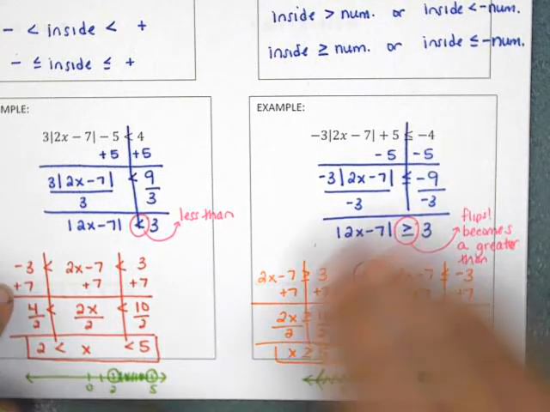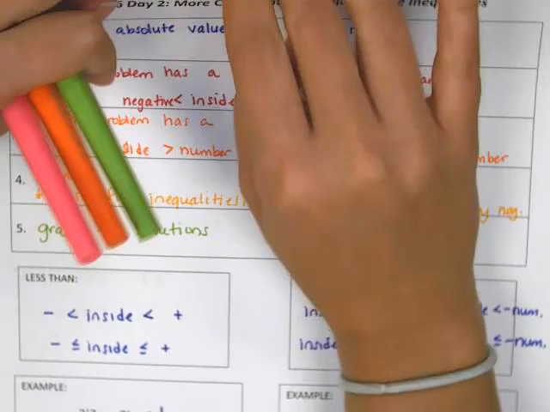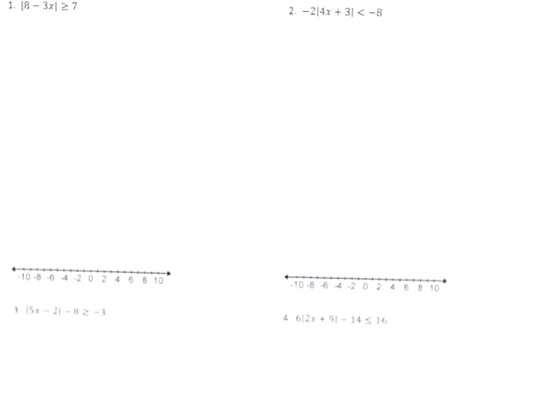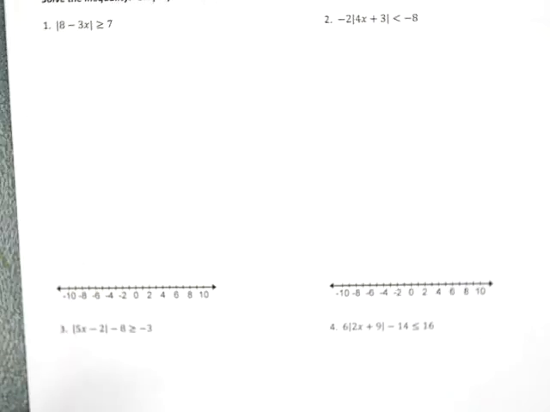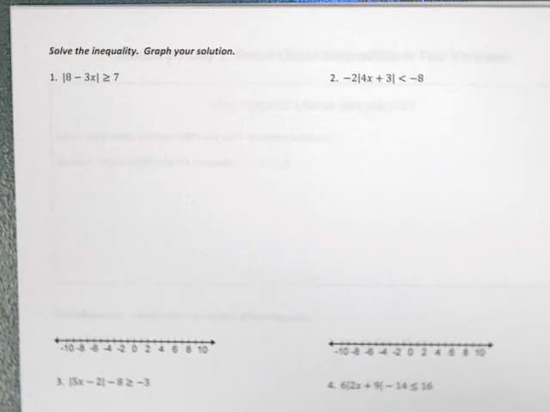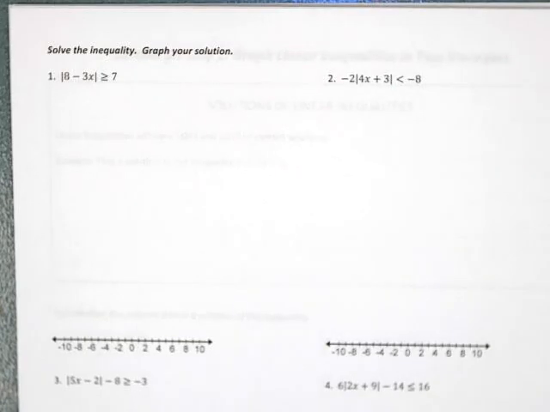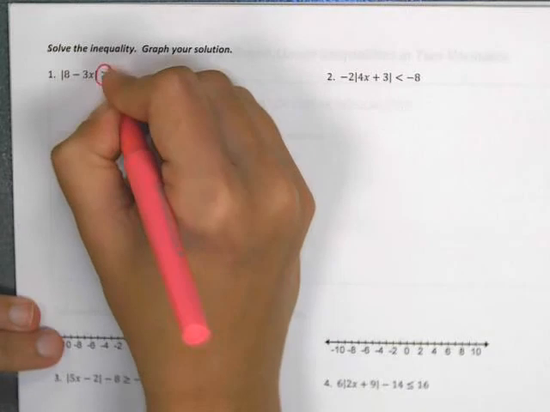Okay. Let's take a look at some examples. Here we go. So problem number 1. The first thing I notice is that the absolute value is already by itself. So I don't need to do any rearranging for that part. What I do need to do is decide, do I have a greater than or do I have a less than? In this problem, this is a greater than symbol.